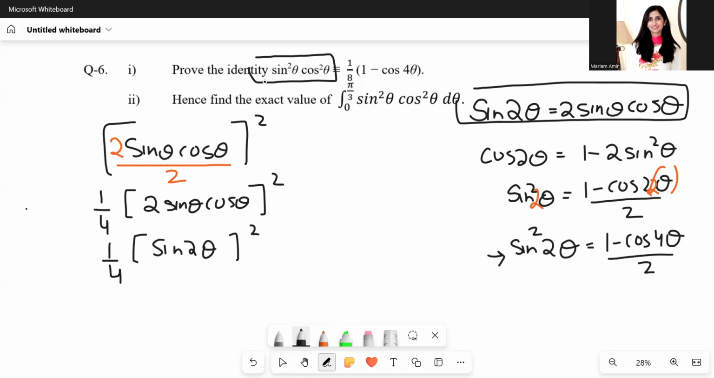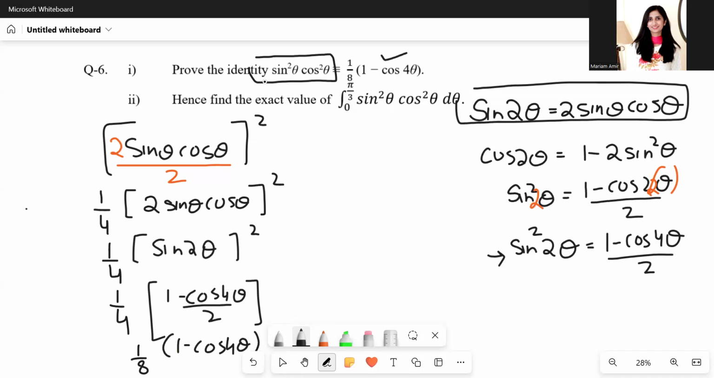And we just showed that sin²2θ is equal to (1 − cos 4θ)/2. Let's write that. So 1 over 4 times (1 − cos 4θ)/2, which gives us 1/8 (1 − cos 4θ), which was the desired result.